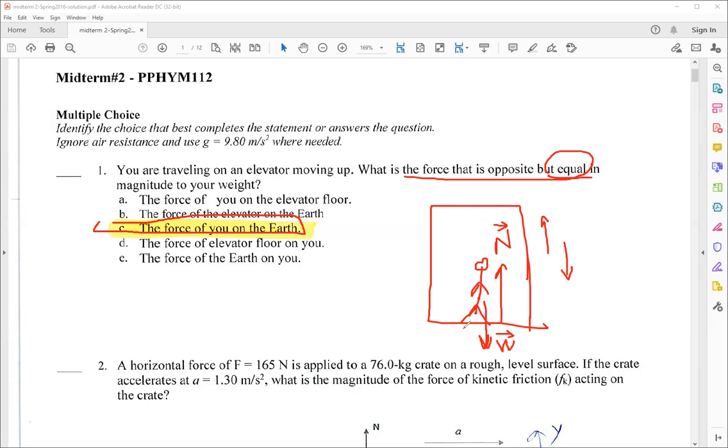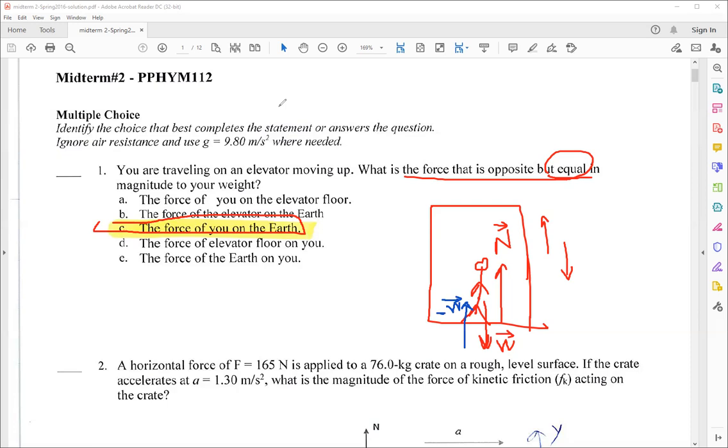So this is going to be force U on Earth. Earth is pulling you downward with the weight W pointing down. And this other force, you can call it negative W. So this will correspond to the force of U pulling Earth towards you. So this is then the answer to this question.